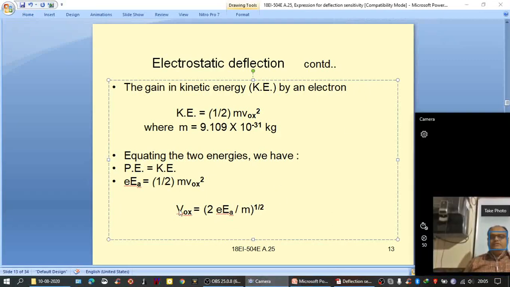Please remember this equation. The initial velocity of electron before entering into the field of the vertical deflection plates is 2 into E into EA by m power half, that is square root of 2EA by m.